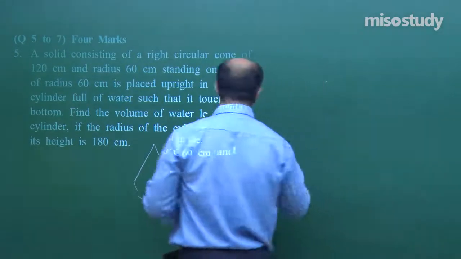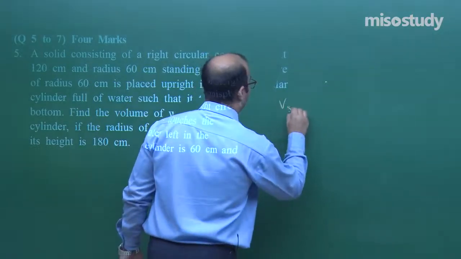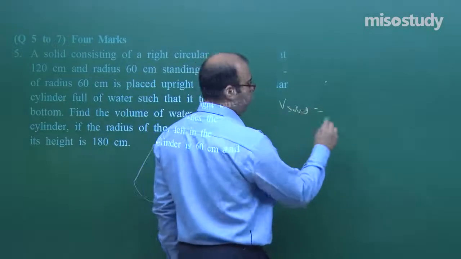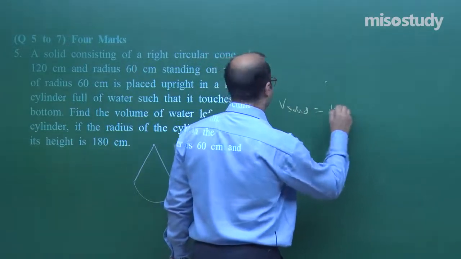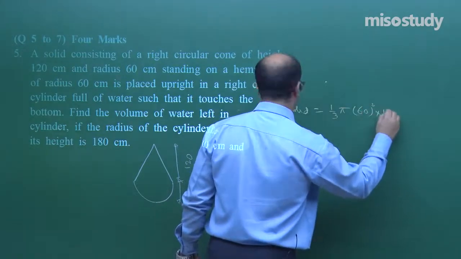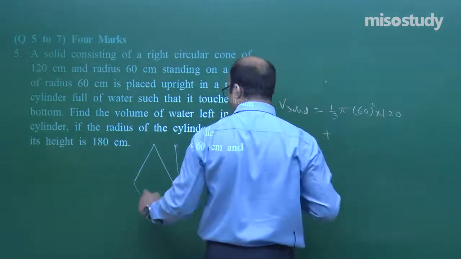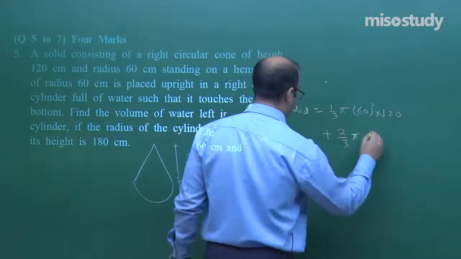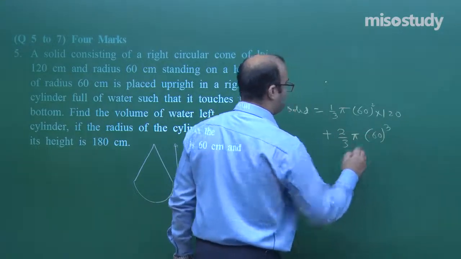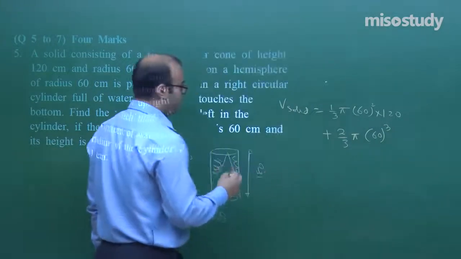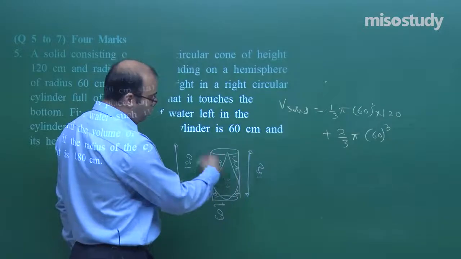So let us calculate. Volume of the solid is equal to the volume of the cone. Volume of the cone we all know is 1 by 3 pi r square h. R is 60, so 60 square, and height of the cone is 120, plus the volume of this hemisphere, so 2 by 3 pi r cube, which is 60 cube. I am not doing the calculation part. You can do this. This does not require any intelligence, just calculation. And the volume of this cylinder.